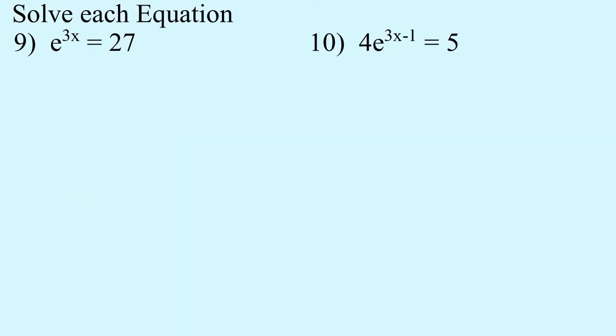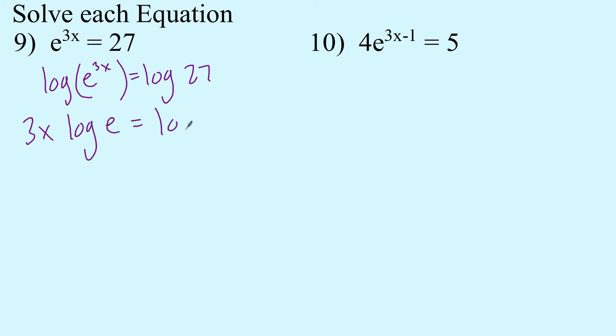All right, now to go the other direction. So here we have a power. We can't write 27 as e to the something. So we take the log of both sides. So log of e to the 3x equals log 27. Right? Hopefully you remember this. We just did that lesson. So you get 3x log e equals log 27.